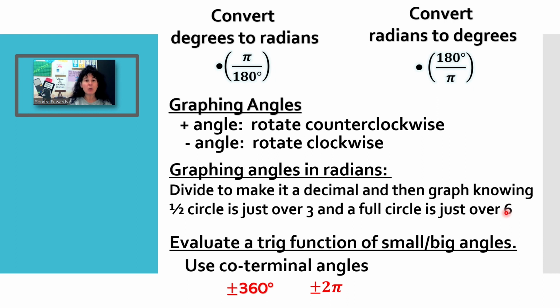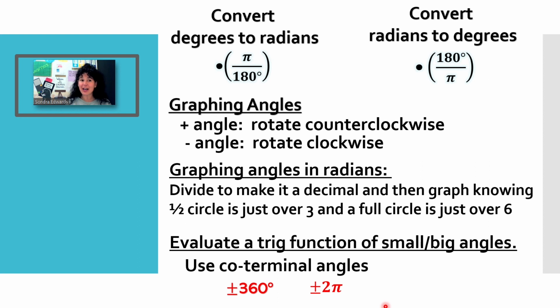Okay, and then lastly, if you want to evaluate a trig function, sine, cosine, tangent, secant, cosecant, or cotangent of a really big angle, so in other words, an angle that is bigger than 360 or 2 pi, or a really small angle, an angle that's going to be smaller than 0, a negative angle, then simply use coterminal angles by adding or subtracting 360 degrees, one full revolution, or adding and subtracting 2 pi as many times as you need until that angle measure is between 0 and 360. So you're back on that unit circle you're used to.